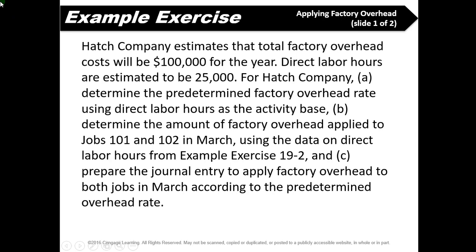jobs 101 and 102. From example exercise, well, that shouldn't be 19.2. I think that should be 17.2. Let me see if I can find it here, because that is going to be a problem.